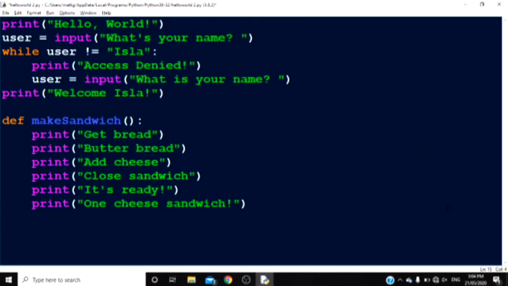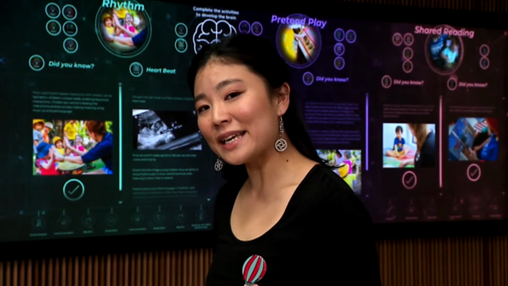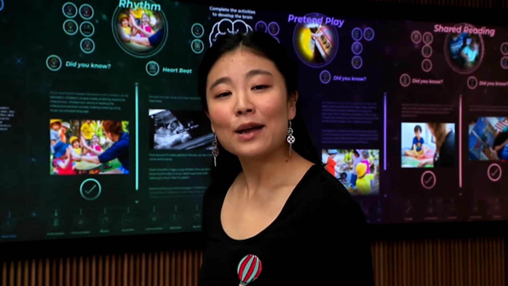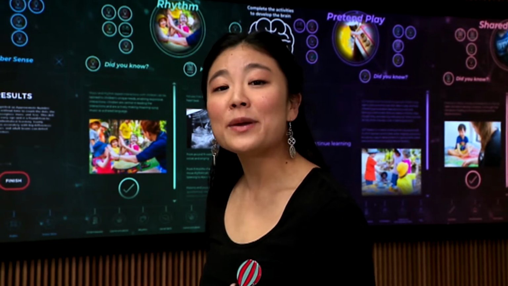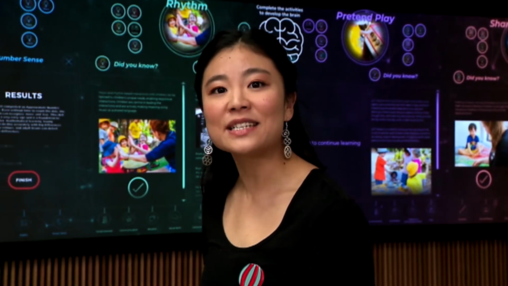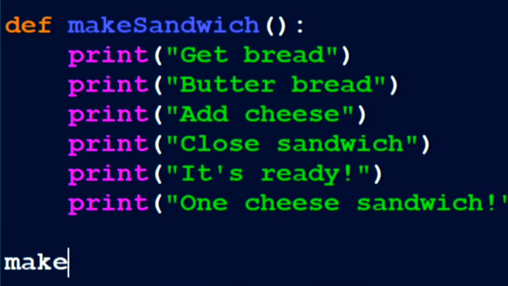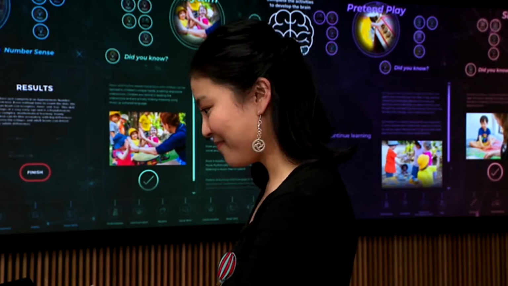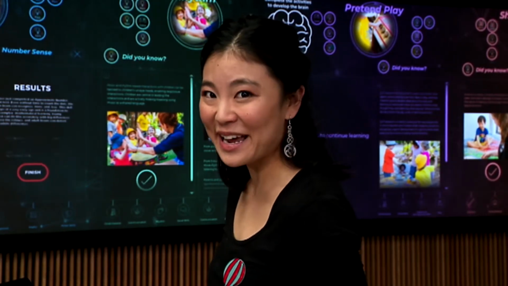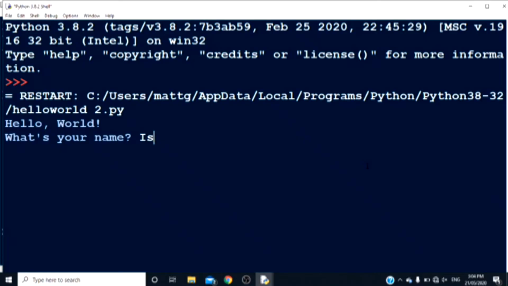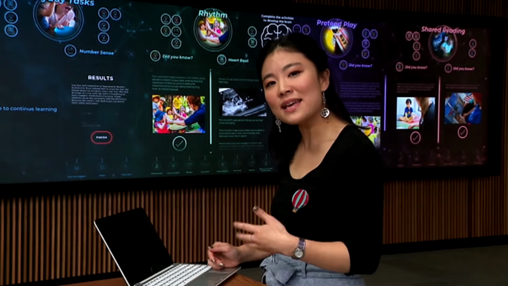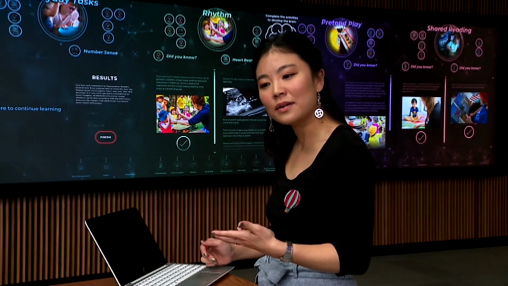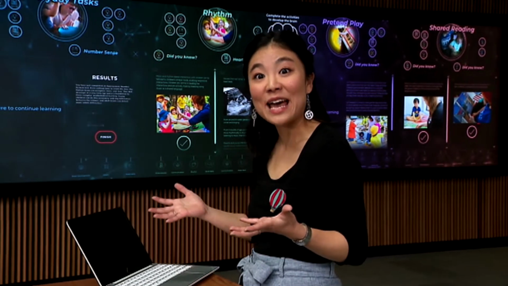Now we have written the function, but it won't do anything we can see until we call it. Calling a function is when a function is run in the code. When we type print, we are calling the print function. So I'll add makeSandwich to my code. Now let's run it. I'm getting pretty hungry. That's pretty cool. I wonder if I put makeSandwich inside a while loop, would I make infinite sandwiches?